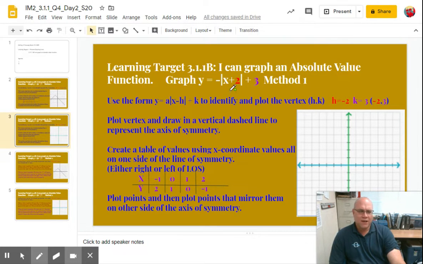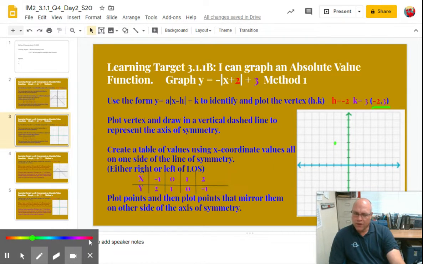Well, how do we get that? The form is x minus h, and we have x plus 2. That means it's x minus negative 2. And then the k value is simply the number outside of the absolute value bars, so it's plus 3. So our vertex is negative 2, comma 3. Let's plot that. Left 2, up 3. 1, 2, 3. There's my point: negative 2, positive 3.